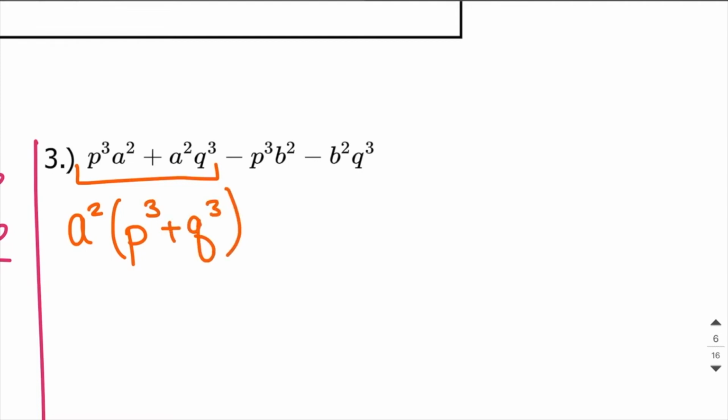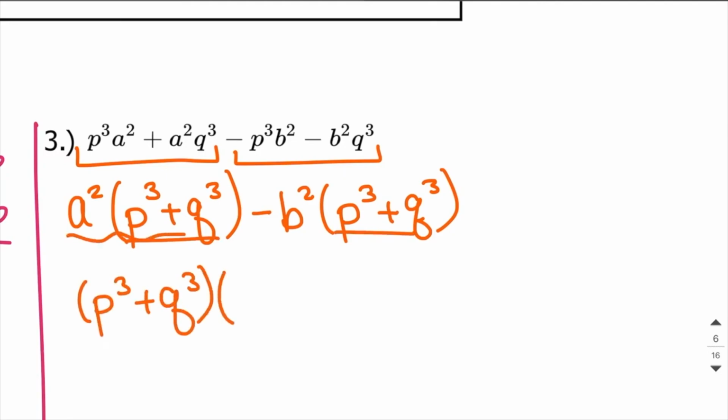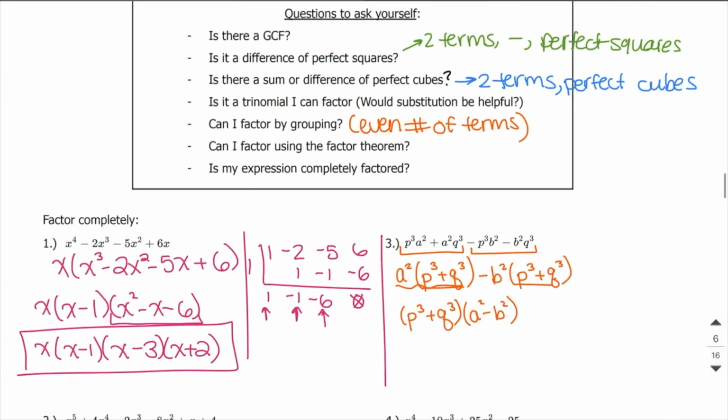Then I'm going to look at my second group right here, and I'm going to take out a negative, and I can see that there is a b squared in common with both of these terms. So when I factor that out, I get p to the power of 3 plus q to the power of 3. When I do this, I see that there is a p to the power of 3 plus q to the power of 3 in common. And when I factor it out of here, I get a squared left over. And when I factor it out of here, I get a minus b squared left over. All right, awesome. We start fresh now.